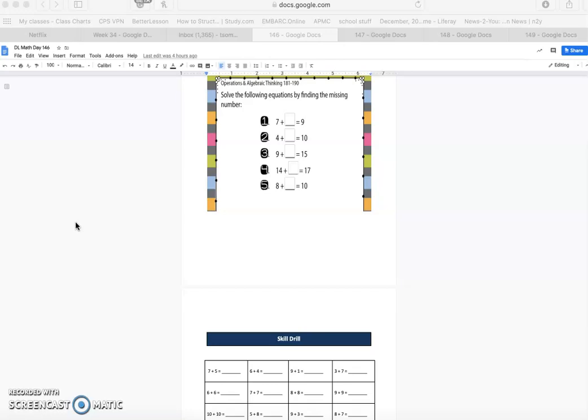For number one, we have 7 plus the unknown equals 9. The easiest way I know to do this is to continue counting. If we start from 7 and we count 8 and 9, our answer would be 2.